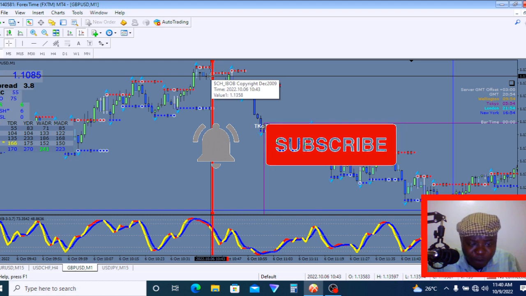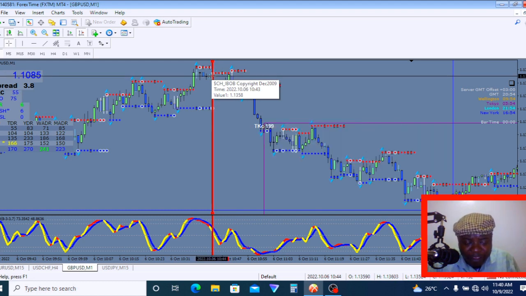Let's see whether I start from the top of the hour. Now this candle starts from four. It starts from 10:44 a.m., the platform time. That is where it starts.